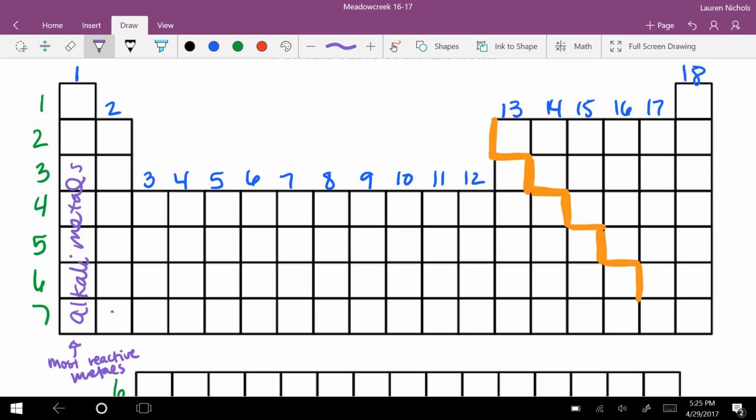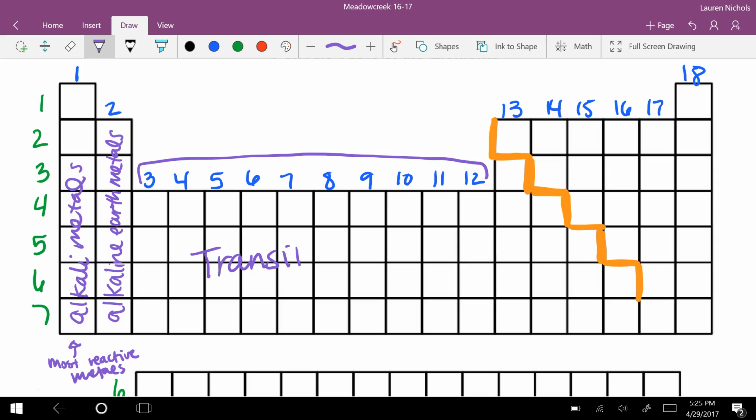Anything in our second column is called the alkaline earth metals. These are still really reactive, but not as reactive as things in column 1. Groups 3 through 12 are all part of the transition metals, okay? Because they're in the center, they do a lot of things. They've got a lot of weird rules.